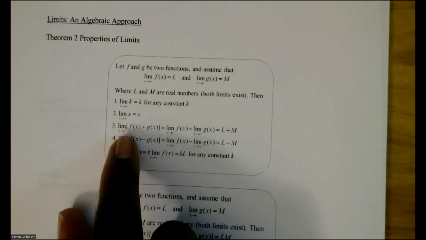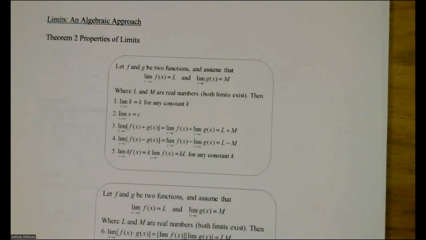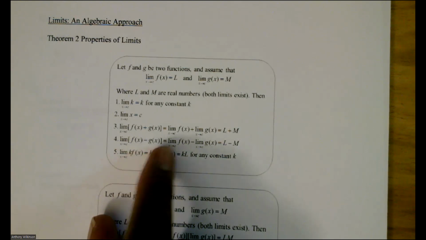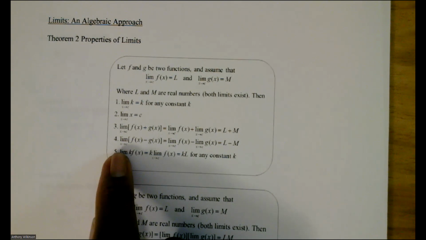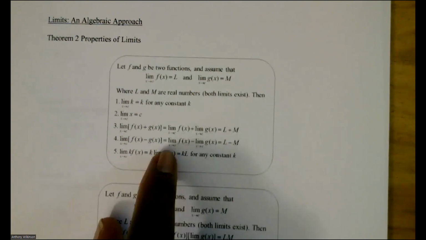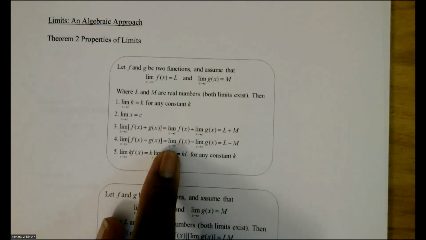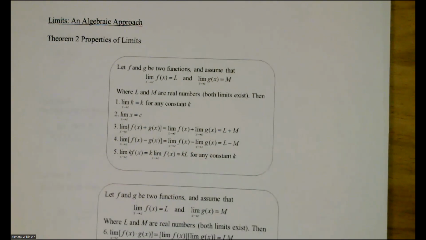And here we got a limit of a sum. The limit as x approaches the constant of f of x plus g of x will be equal to the limit as x approaches some constant of f of x plus the limit as x approaches some constant of g of x. That will always be equal to L plus M. And it also works for subtraction. The limit of f of x minus g of x as x approaches some constant would be just the difference of the individual limits. So it ends up being L minus M.